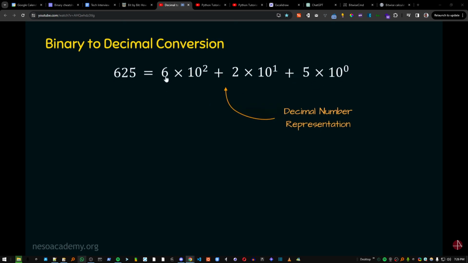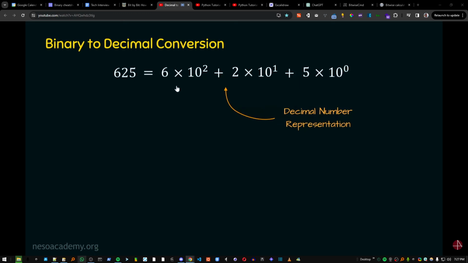Here 6 is multiplied by 10 to the power 2, which means that 6 is multiplied by 100. So we will get 600. Here we will get 20 because 2 is multiplied by 10. Here we will get 5 because 5 is multiplied by 1. 10 to the power 0 is 1 only. So we will get 600 plus 20 plus 5, which is equal to 625. So in this way we can obtain the decimal number 625. I hope the concept is clear.